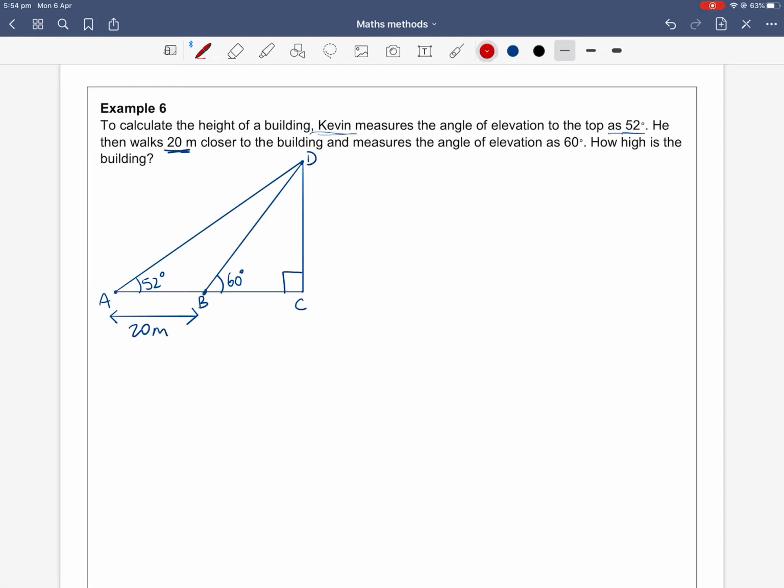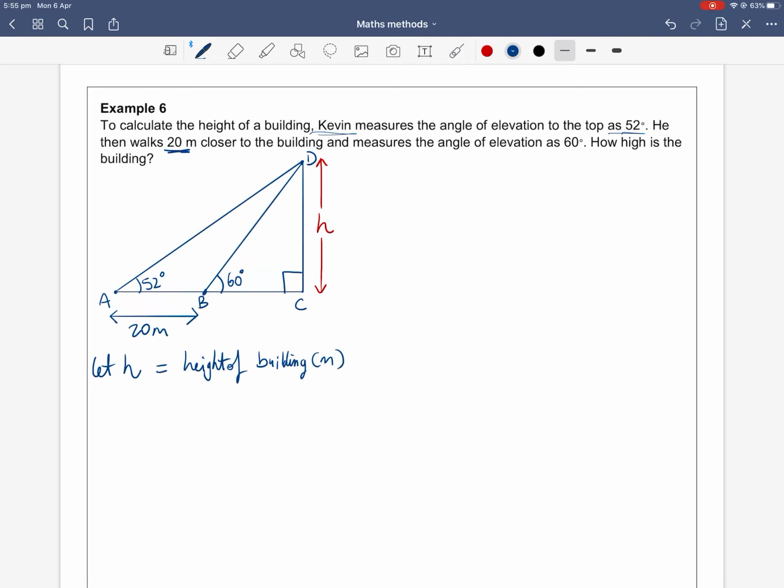So what is it that we want to find? We would like to find the height of the building. So if we call this H, the height of the building, that's going there. So define our variables. Let H equal the height of the building, in brackets meters, because everything else is measured in meters.